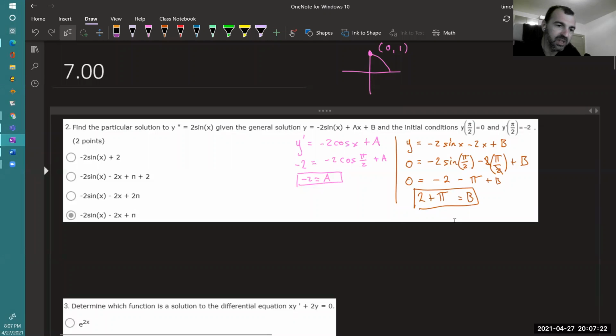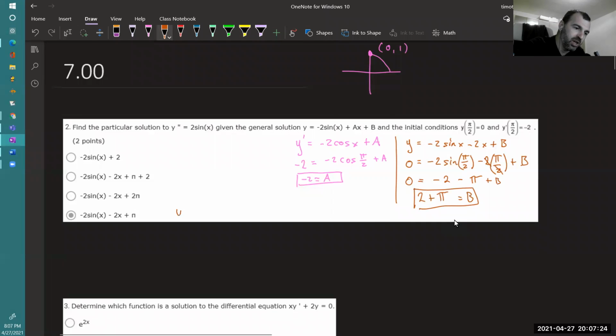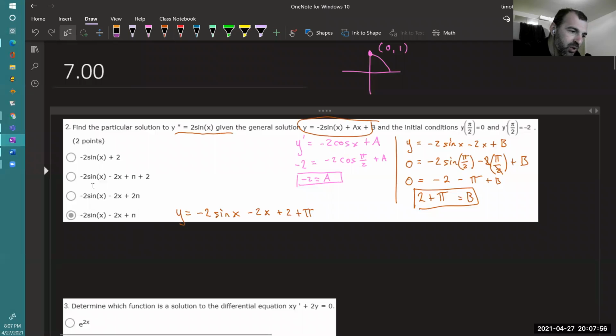So therefore I've got my a, I got my b. So my particular solution is going to be y. Here's the general solution. I'm going to take it and rewrite it. But instead of writing a, I'm going to write -2, so minus 2x. And instead of writing b, I'm going to write 2 plus pi. So plus 2 plus pi. And I think this is it: -2 sine x. Here it is.